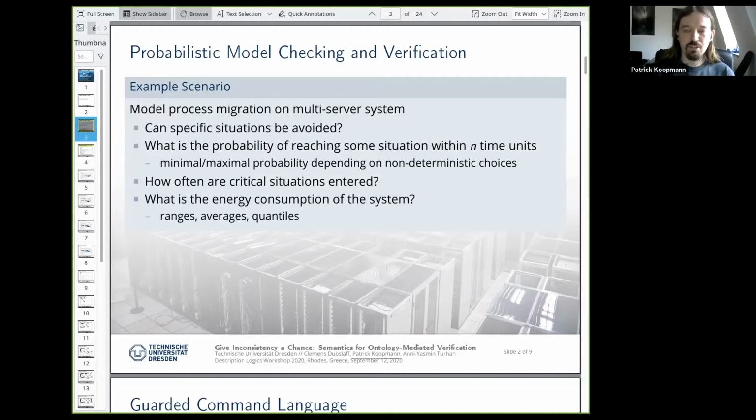And since these system descriptions contain both non-determinism and probabilistic elements, what we're computing here can take a range of forms. It can be in the form of ranges, averages, or quantiles of the energy consumption, and so on.